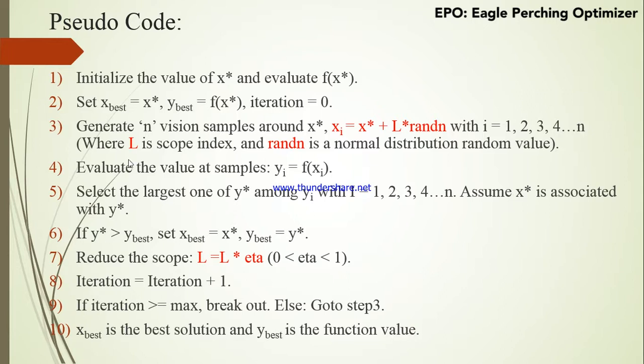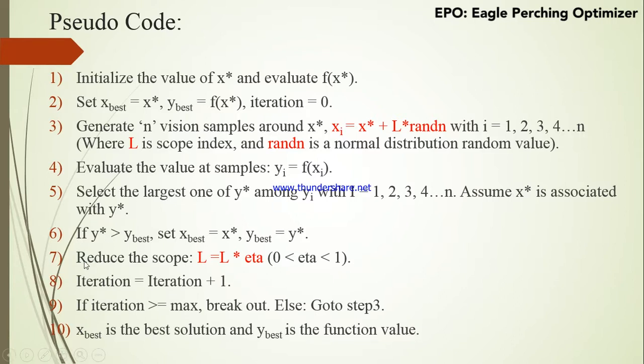Now moving on to the fourth step, which says to evaluate the function value at each sample that we have generated. For the fifth step, we are going to look for the highest value of y that we evaluated in step 4. Let's say x star is the point where y has the highest value. In the sixth step, we are going to compare that value of y with y best. Here y best is the one that we assumed in step 2. If the condition is fulfilled, we are going to assign new values to x best, which this time is x star, and y best will be assigned y star.